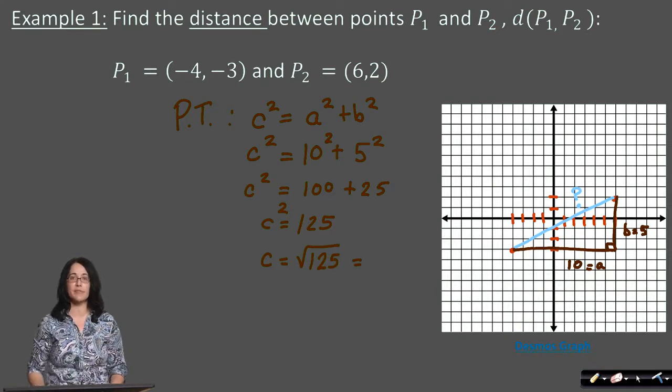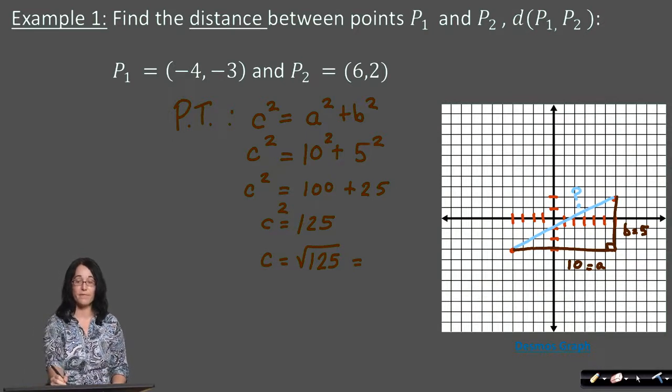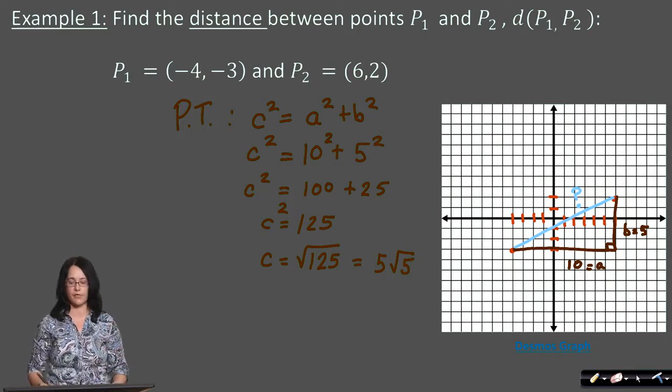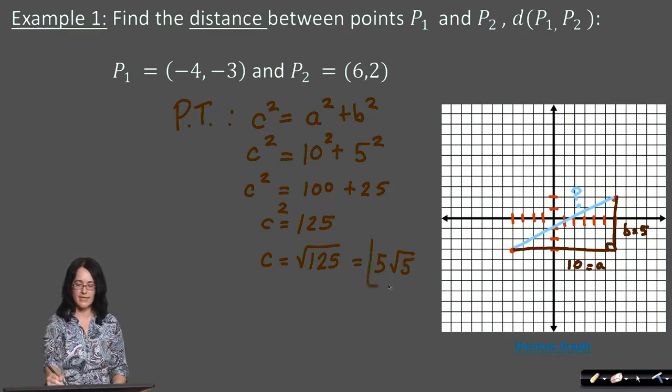And of course that can simplify, right? Because 25 times 3 is 125. Sorry, 25 times 5, I should say. 25 times 5 is 125. So we would have 5 square root of 5, since we pulled out the 25 whose square root is 5. So this would be our exact answer.